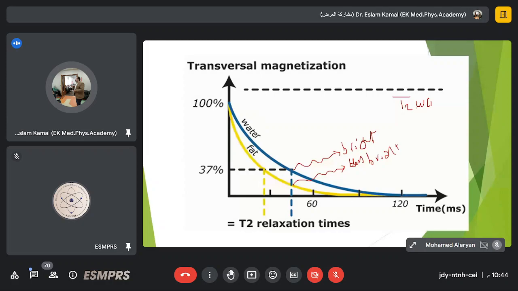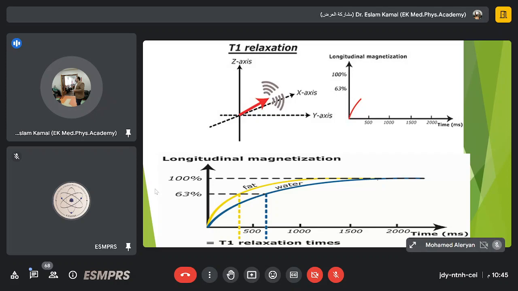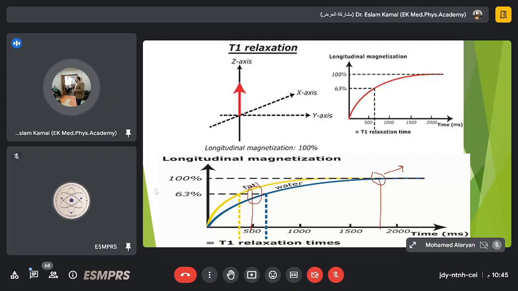Same idea here for longitudinal magnetization. If you measure the signal here, can you get any difference between fat and water at this point? No. But here, you can get a difference between fat and water. You get the idea? So you have to select the time of recording properly to give you the maximum difference between the T1 constant for all tissues or the T2 constant for all tissues. It's based on your choice of whether you are doing a T1 weighted image or a T2 weighted image.